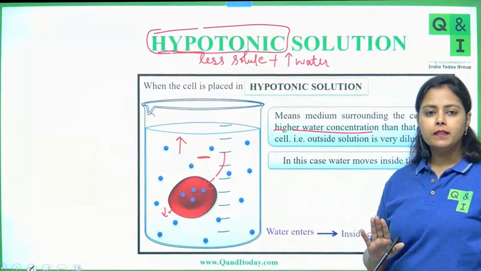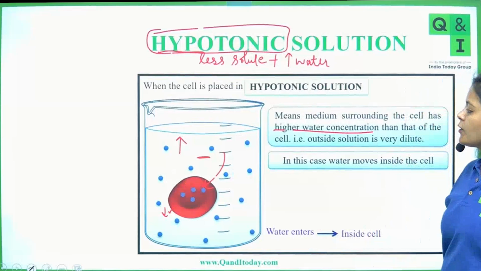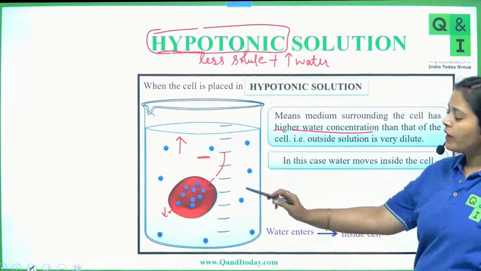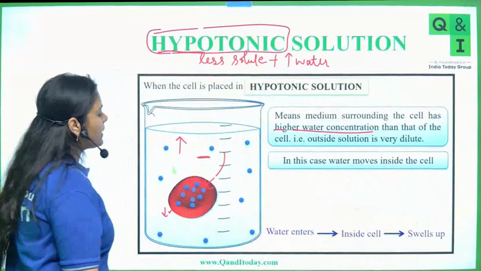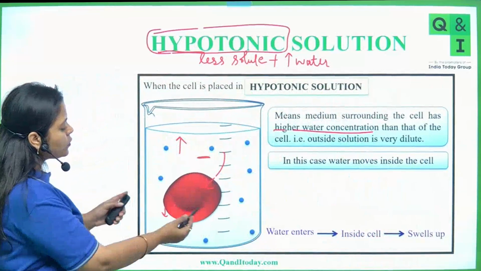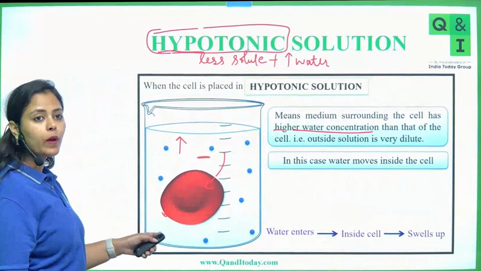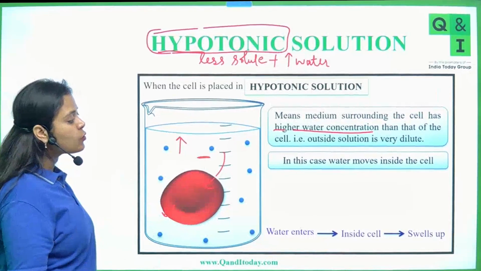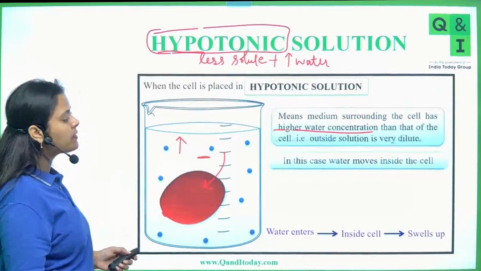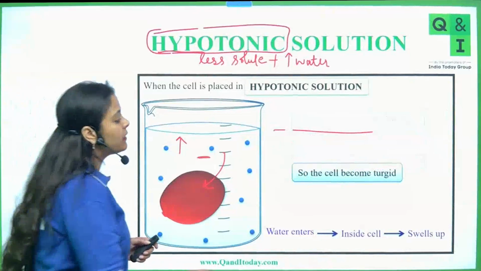Okay, now see. In this case, you can see the water is moving inside the cell. Now what will happen? When water is moving inside, the cell will eventually swell up. So you can see the cell swelling up. Okay, so the cell has swollen up. This swollen condition of the cell is called turgid.